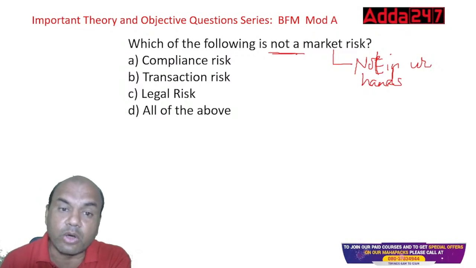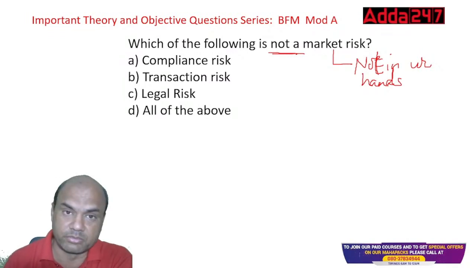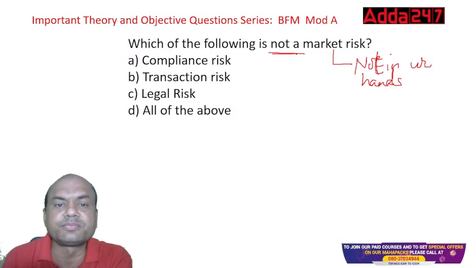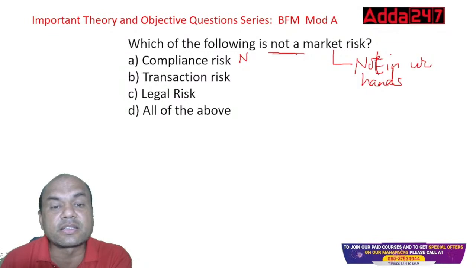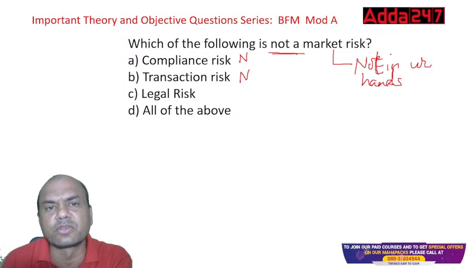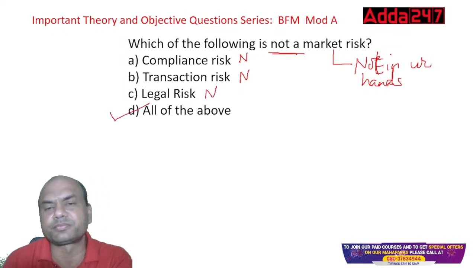So which of the following is not a market risk? Compliance risk. Compliance means submitting the returns or the consent documents to RBI. It's in your hands. You have to follow the compliance, so it is not a market risk. Transaction risk means whatever transaction I'm doing, I must maintain precautions in that. External forces are not acting on this. Legal is again a part of transaction risk, basically operations risk. These are all operations related risks, so this is not a market risk. Answer is all of the above.